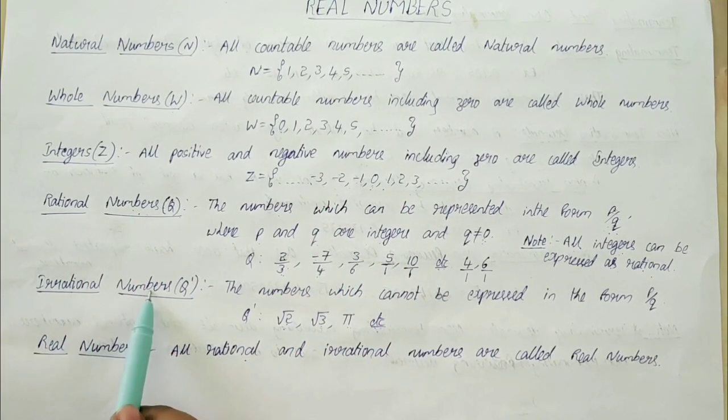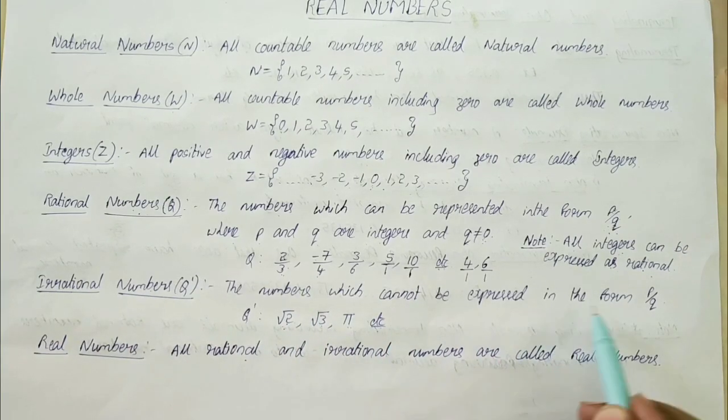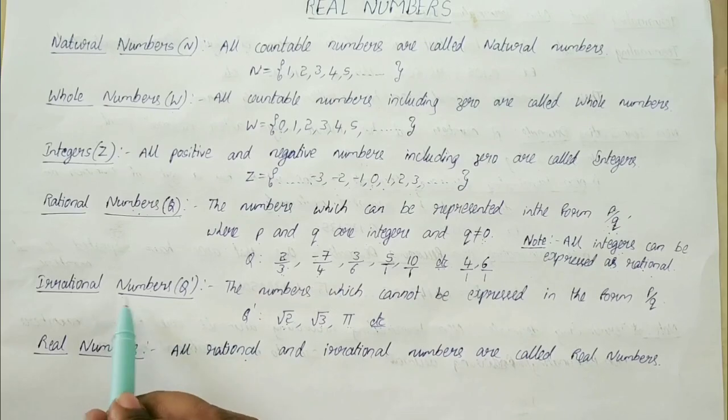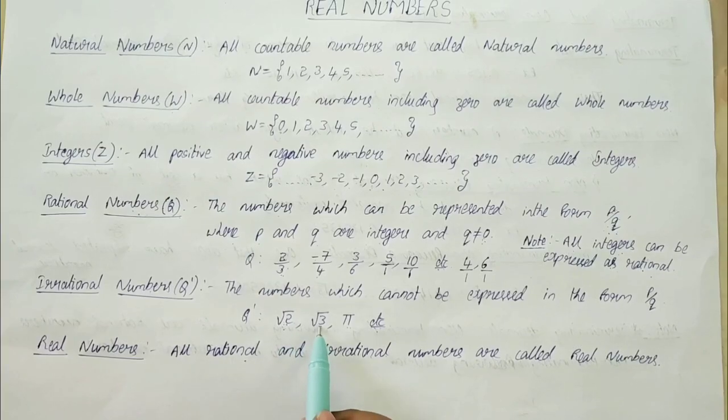Next, irrational numbers. What do you mean by irrational numbers? The numbers which cannot be expressed in the form of p by q, we call irrational numbers. The numbers which cannot be written in the form of p by q are irrational numbers. For example, root 2, root 3, pi.